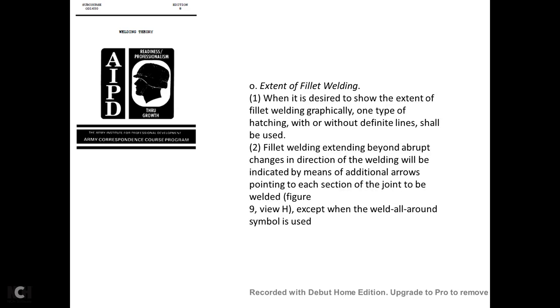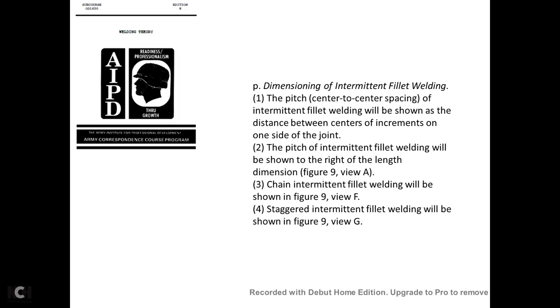The extent of the field welding. When it is desired to show the extent of the fillet welding graphically, one type of hatching with or without a definite line shall be used. 2. The fillet welding extended beyond the abrupt changes in the direction of the welding will be indicated by means of additional arrows pointing to each section of the joint to be welded, except where the weld-all-around symbol is used.